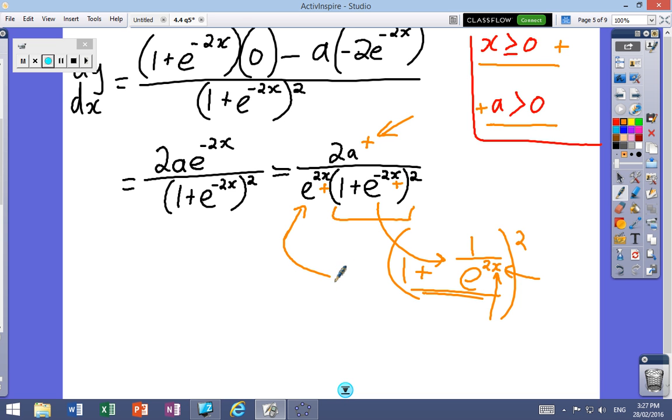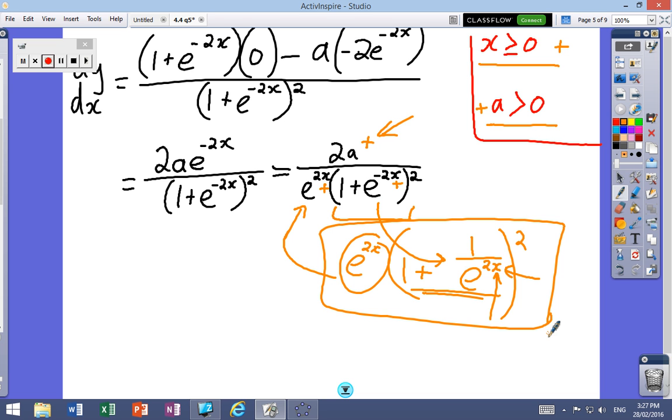And this part is getting to be a bigger and bigger number, this e to the 2x, as x increases. And all of this is dividing into this increasingly large number. There's no way this can get negative. None.